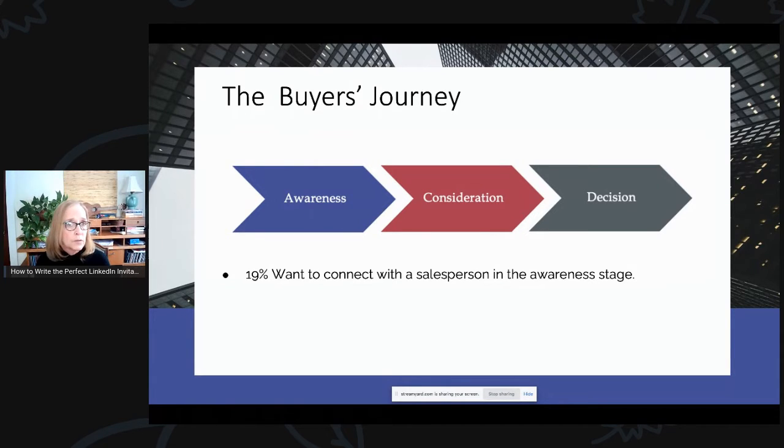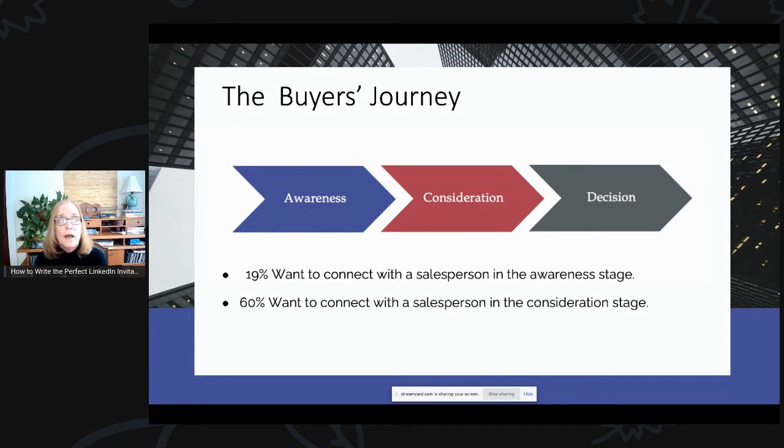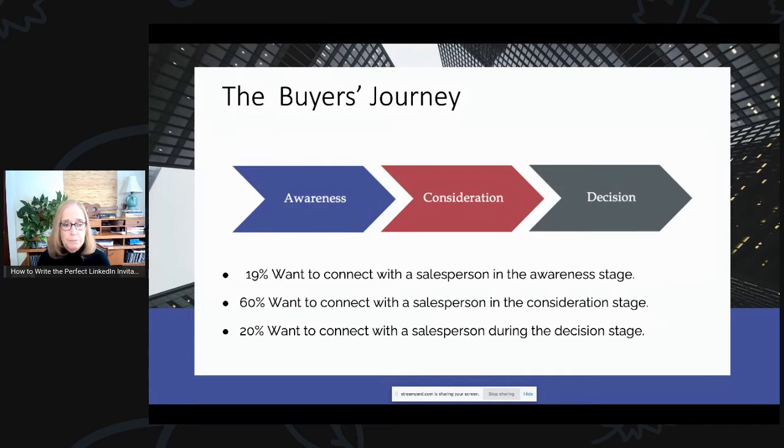The second stage is consideration. Here, they know what the problem is, and they are shopping for solutions. They're going around, they're considering, they're researching, they're really trying to find what the best solution would be. And at this stage, a whopping 60% want to talk with someone. Okay. And then finally, you have the decision stage. Now, this is just like it sounds. This is when they sign on the dotted line, as we say. And at the decision stage, 20% want to connect with the salesperson.